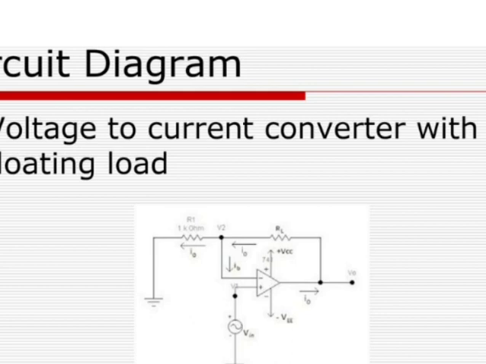So as the name indicates, the load resistor is floating in this converter circuit, that is, the load resistor RL is not linked to the ground. The voltage Vin, which is the input voltage, is given to the non-inverting input terminal. The inverting input terminal is driven by the feedback voltage which is across the resistor. This feedback voltage is determined by the load current and it is in series with the VID, which is the input difference voltage. So this circuit is called a current series negative feedback amplifier.